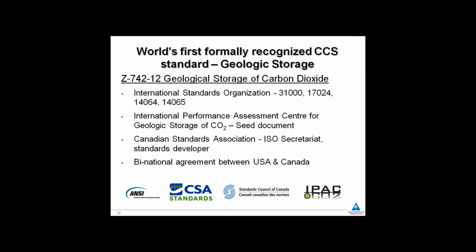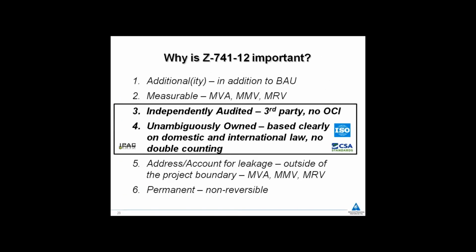The Z741 was developed with the lead of IPAC-CO2, which is a now defunct organization, the International Performance Assessment Center for Geologic Storage of CO2, which was a joint effort between Shell Corporation and the University of Saskatchewan, with the guidance of the Canadian Standards Association, and authored by 40-some individuals, professionals between the United States and Canada. That document ultimately has been accepted by the American National Standards Institute and the Standards Council of Canada as an existing viable international standard. Now, why is this important?